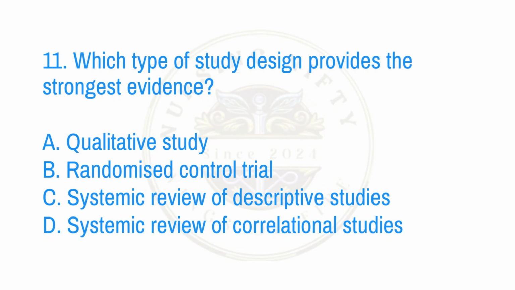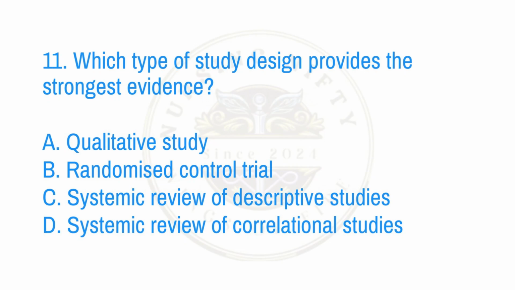Question number 11. Which type of study design provides the strongest evidence? Options: Option A. Qualitative study, B. Randomized controlled trial, C. Systematic review of descriptive studies, and D. Systematic review of correlational studies. So here the right answer is option B.